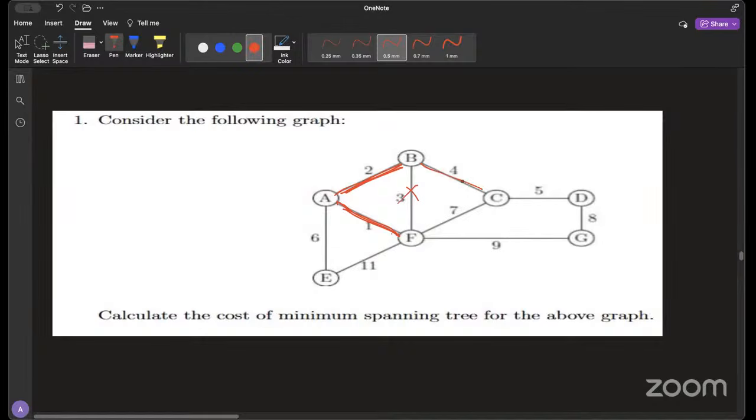Then after 3 you have 4. Take this one. And after this you have 5. This one. Then after 5 you have 6. Take this one. Then you have 7, but 7 is forming a cycle. So don't take this one. Move to the next number, 8. Choose this one. Then this is again forming a cycle. 9, next is this. Next minimum one is this, but it's forming a cycle. So don't take this one. And this is again forming a cycle, which means your tree has been covered.